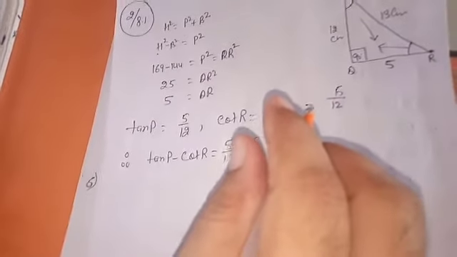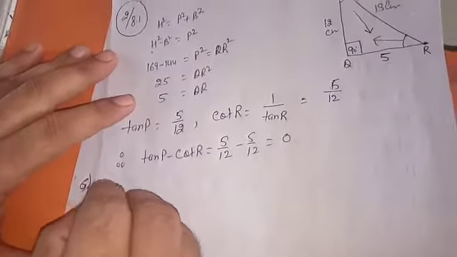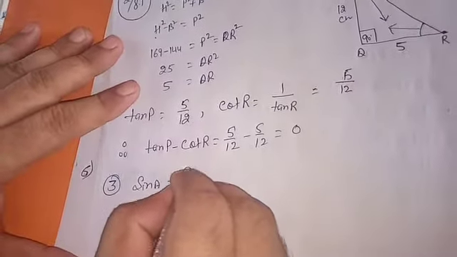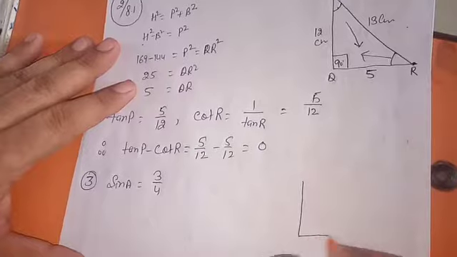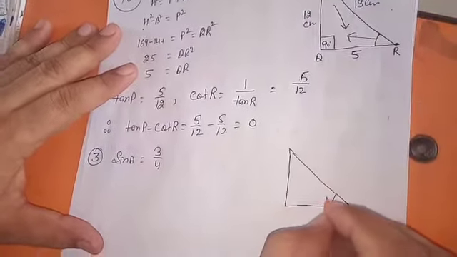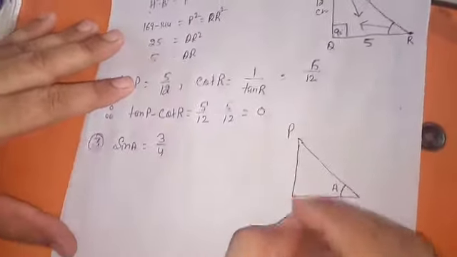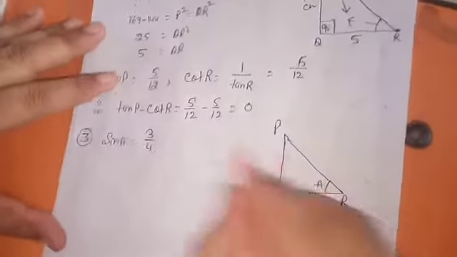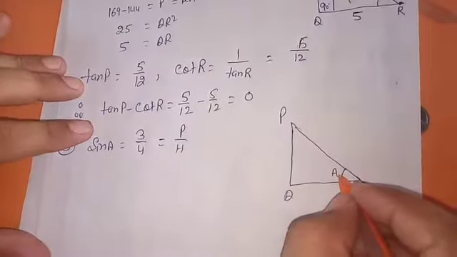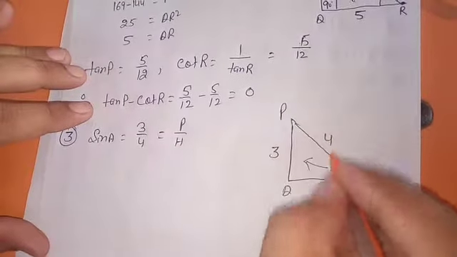Second question. Third question. Sine of A is equal to 3 by 4. One triangle is given, this type of triangle. This angle is A. Understood? You can take PQR. And sine is always equal to perpendicular by hypotenuse. So this is opposite, this perpendicular. So this is 3, hypotenuse is 4.